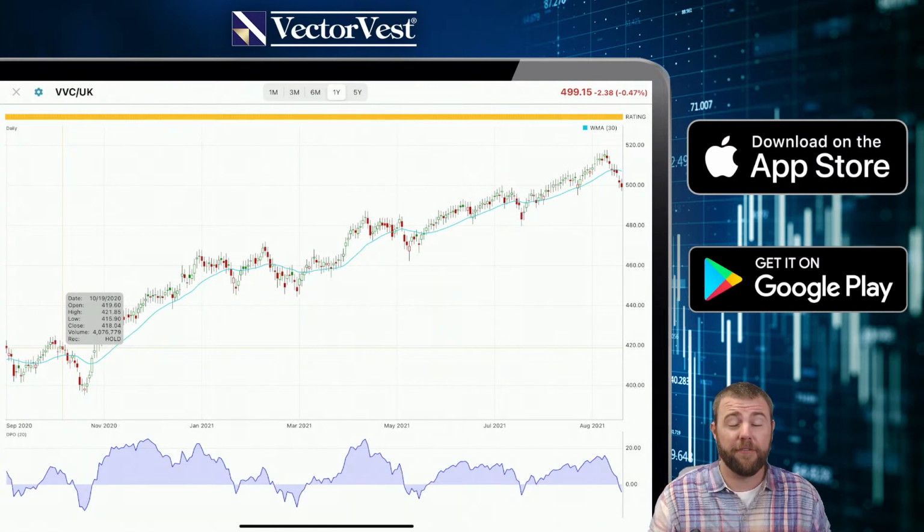So if you're in the UK markets, you're looking for an entry point, I'd wait to see the price cross back above that 30-day weighted moving average, get followed through that next day. That could be your entry. But for right now, this is the time to simply be patient and wait for the better buying opportunity to arise. Don't go try to chase any trades here.